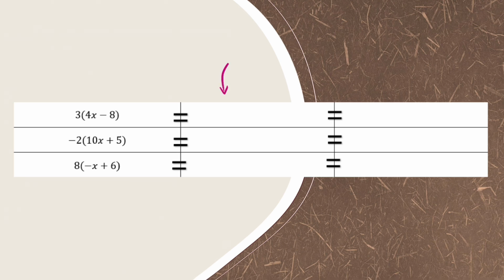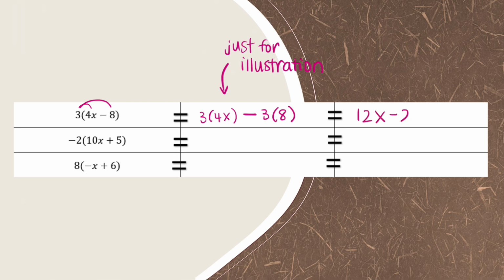So if I was to write it out, usually this middle part we actually don't have to write down. This is just for illustration. You don't have to write out the middle part. What really matters is this column over here. And you'll see what I mean in a second. So this first one, you would do 3 times 4x. And then you do have to keep that sign in the middle, so it would be minus. And then I would have 3 times 8, which would become 12x minus 24, for example.